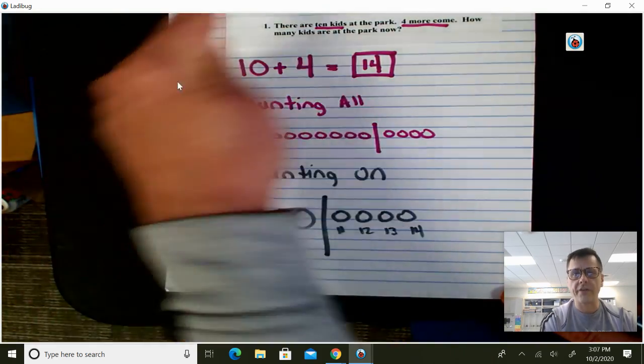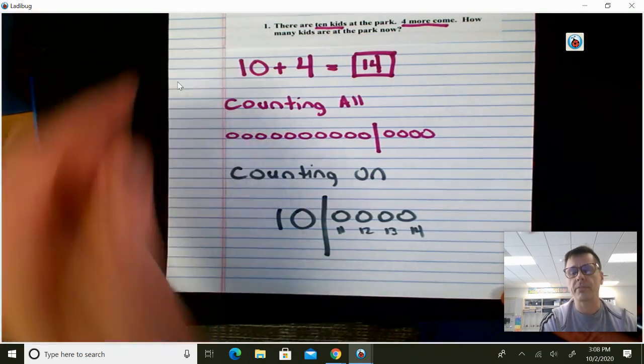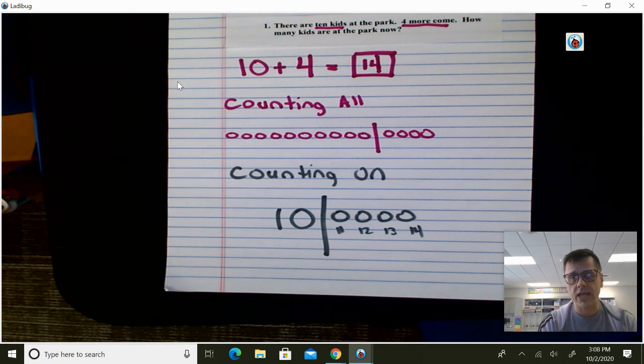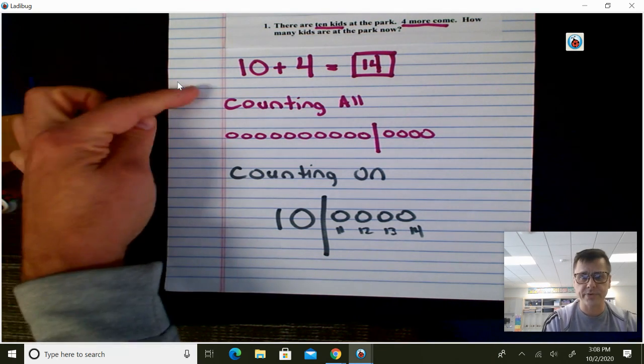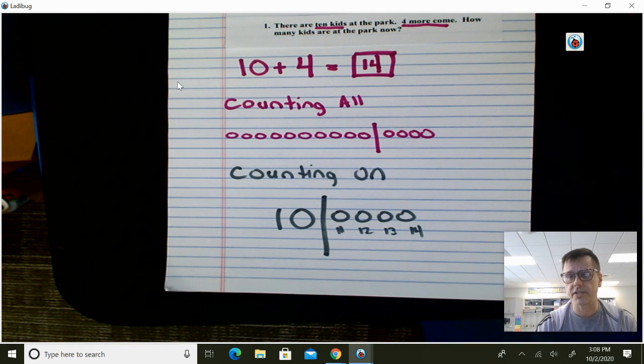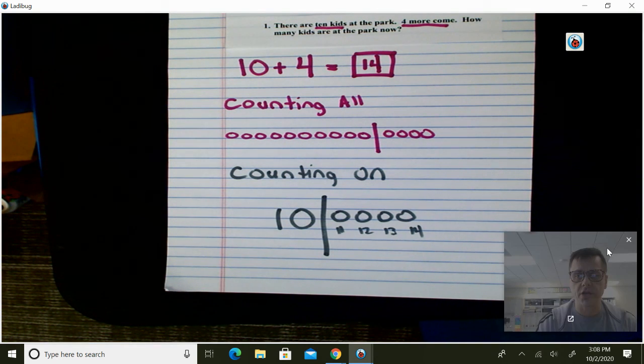This is what you have to do when you have a story problem in first grade if you want to get your level 3, which you are all capable of doing. Please remember to use the two strategies. If you have any questions, come to office hours so we can talk about it some more.